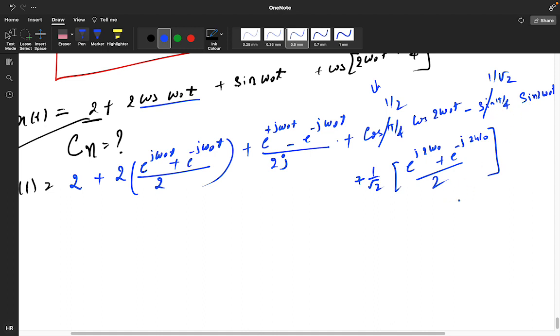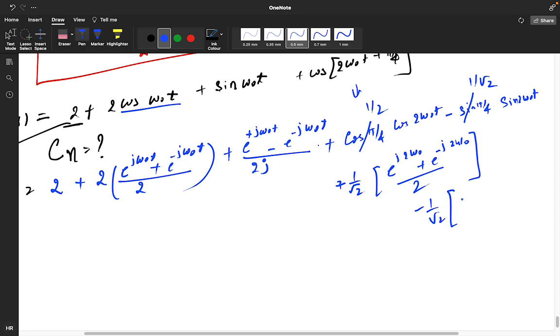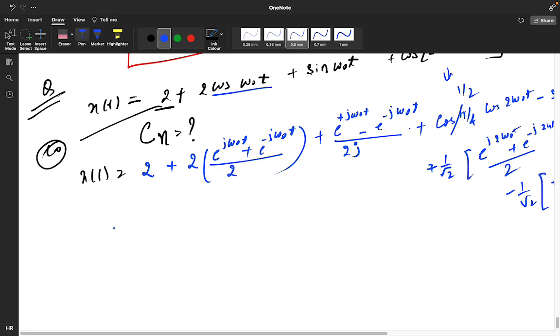And for the other term, minus 1 by root 2 times e power j 2 omega naught t minus e power minus j 2 omega naught t, divided by 2j, correct or not? Okay, this 2 is 2.